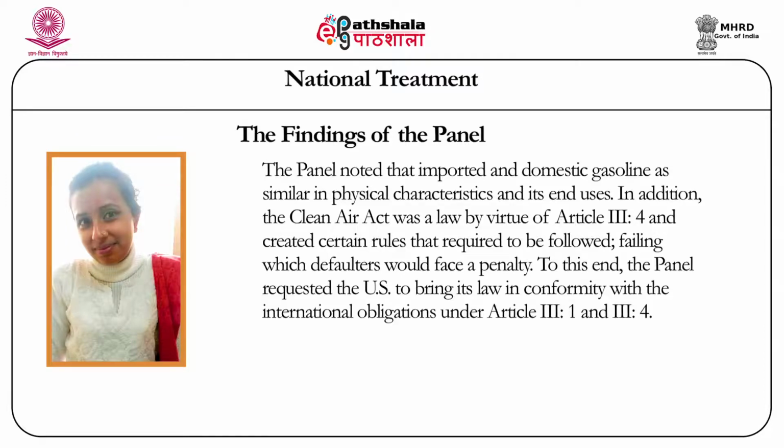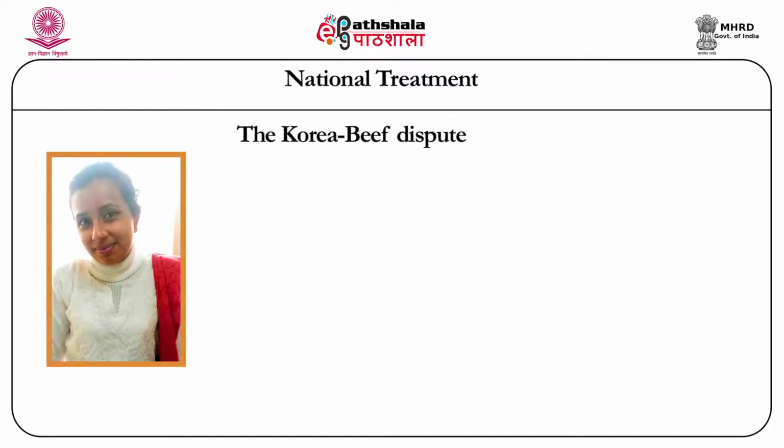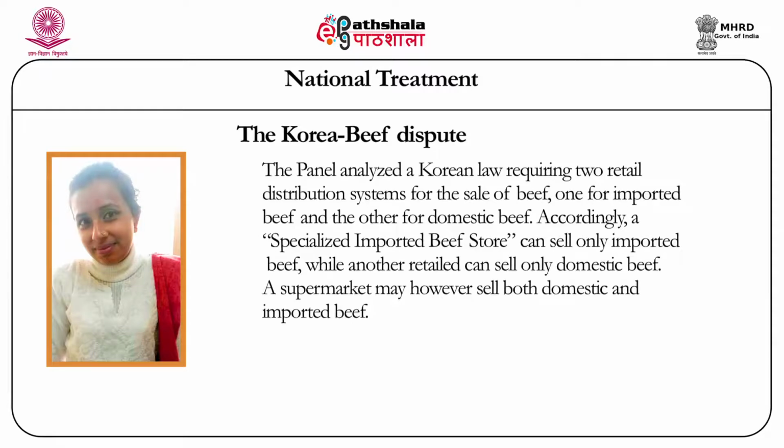The implications of Article 3, Paragraph 4 on the Korea dispute. The panel analyzed a Korean law requiring two retail distribution systems for the sale of beef, one for imported beef and the other for domestic beef. Accordingly, a specialized imported beef store can sell only imported beef, while another retailer can sell only domestic beef. A supermarket may, however, sell both domestic and imported beef.